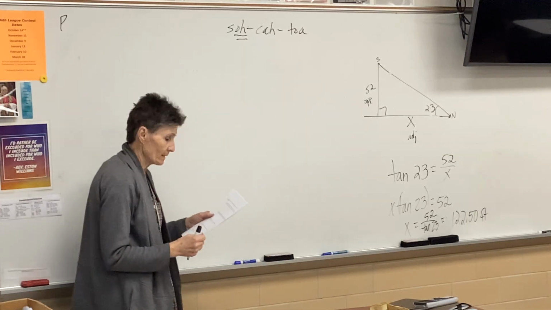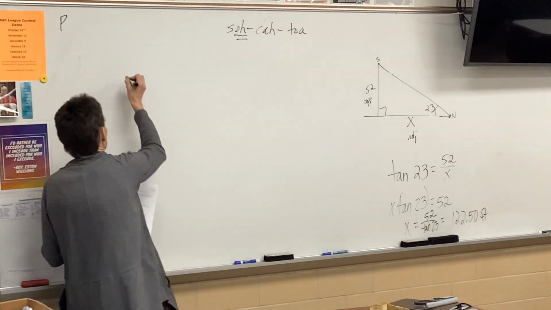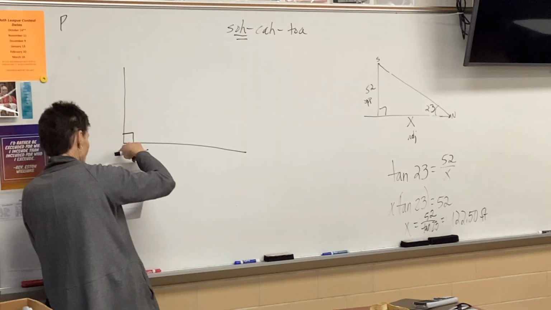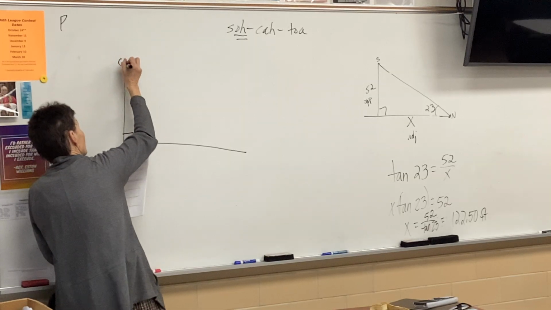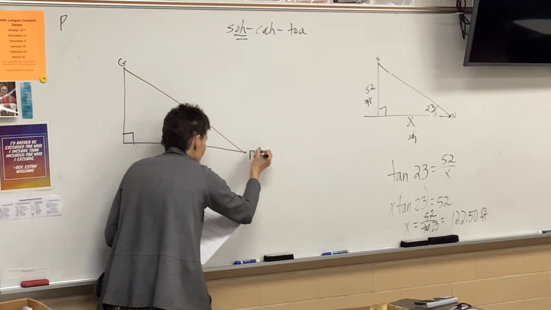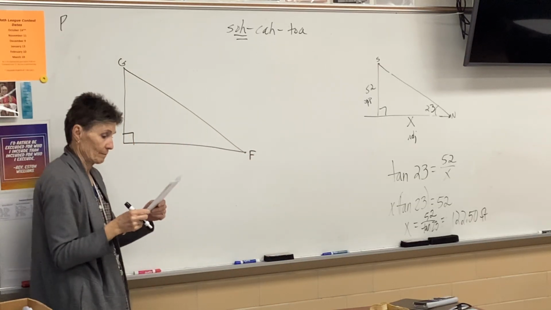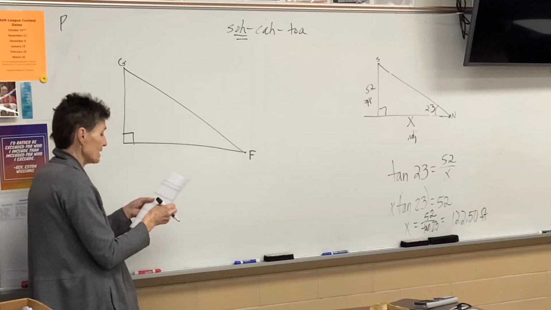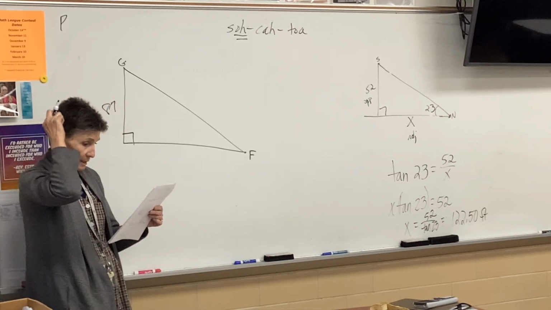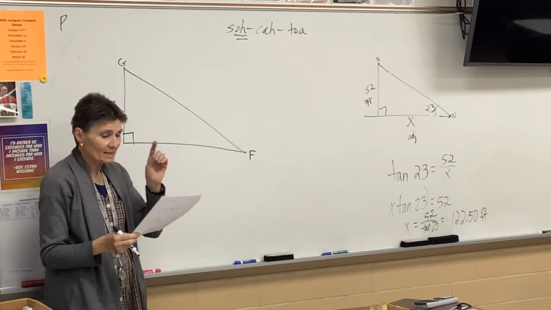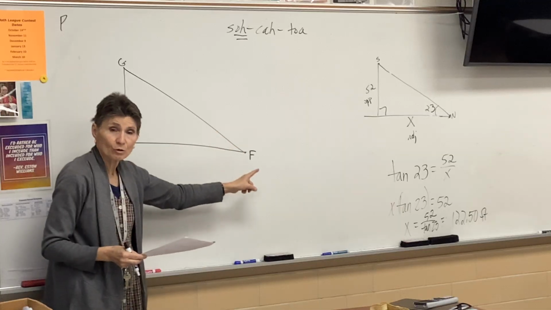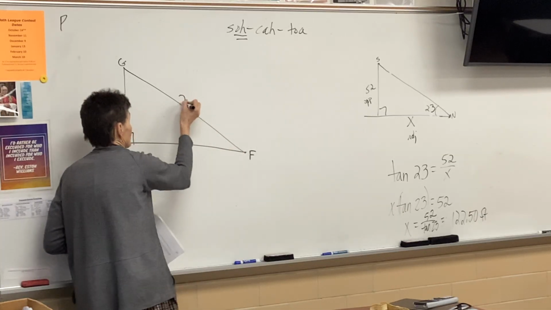All right, let's get a couple more done here. B, now we have a lighthouse. Here's our lighthouse. And we have a seagull up here, and he's looking down at a fish in the water. We know the seagull is 87 feet up, and we know that the seagull is 230 feet from the fish.